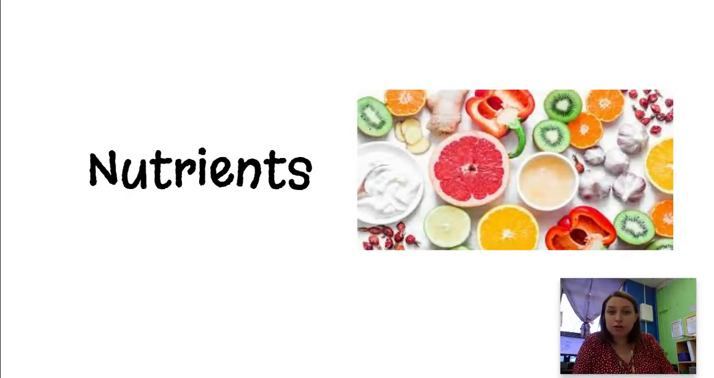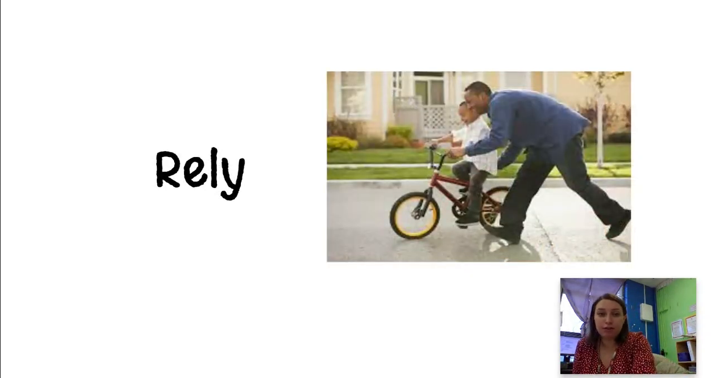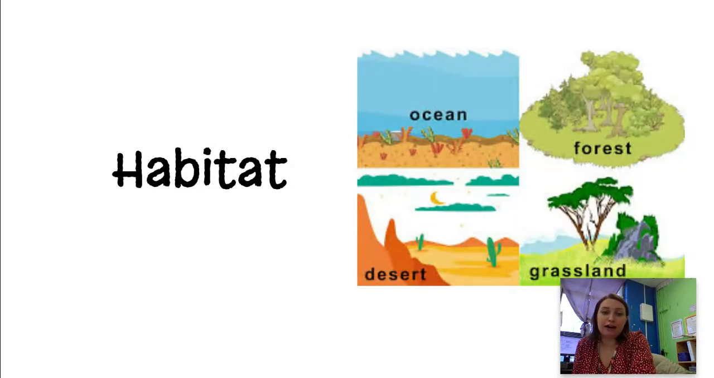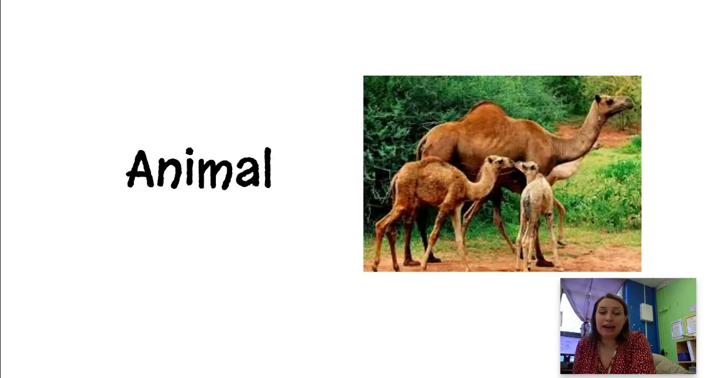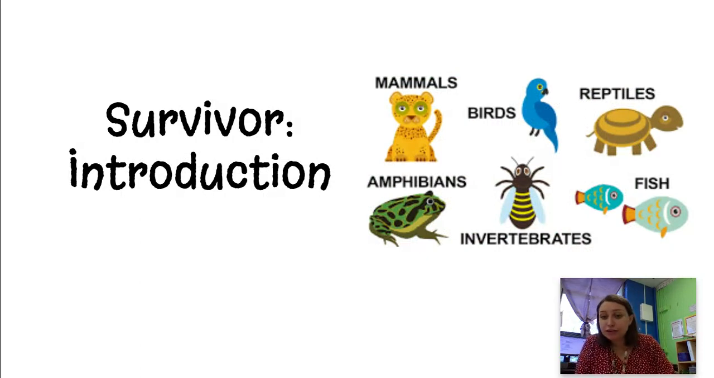Okay? So the words we talked about were nutrients, rely, classify, habitat, and animal. And these were our vocabulary words for this section.